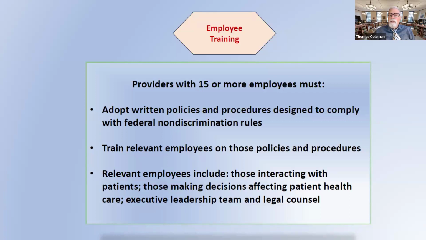Providers with 15 or more employees have to provide employee training. They have to adopt written policies and procedures designed to comply with these federal non-discrimination rules. They have to train relevant employees on those policies and procedures. And the relevant employees include those who are interacting with patients and those who are making decisions affecting patient health care, as well as executive leadership and legal counsel for the organization. So there's a lot of training that's going to have to be done to update these employees about these new federal rules.